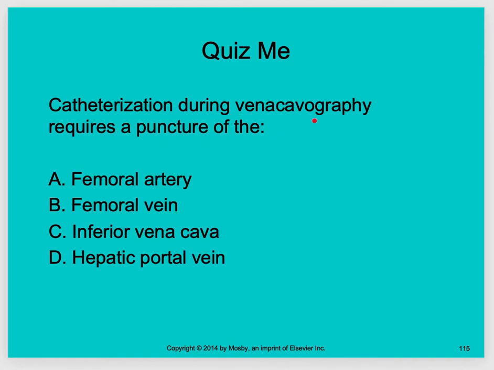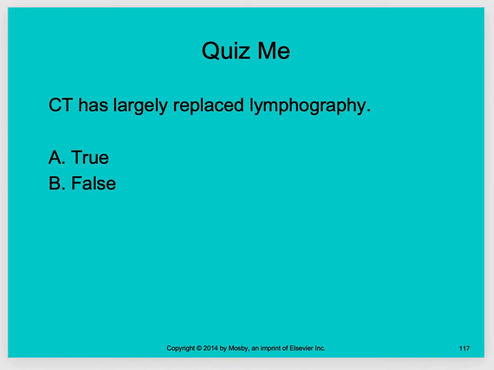Catheterization during venacavography requires a puncture of the what? The femoral artery, the femoral vein, inferior vena cava, or the hepatic portal vein. And we know that it is the femoral vein for the venacavography. So CT has largely replaced lymphography. Is this true or false? And this is true. So CT is taking over some of that lymphography.